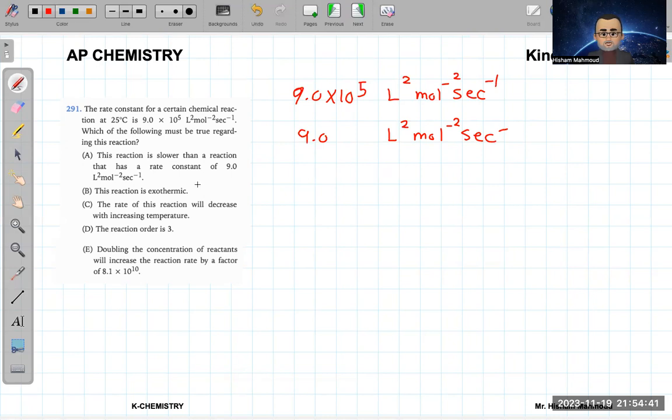Or this reaction is exothermic. How come this is slower than? This one is a bigger number and this is a smaller number, so this is false for sure. Then, this reaction is exothermic. It seems clearly exothermic, right? It says 100%. Okay. The rate of the reaction will decrease with increasing the temperature. Still don't understand where this comes from. The reaction order is 3.